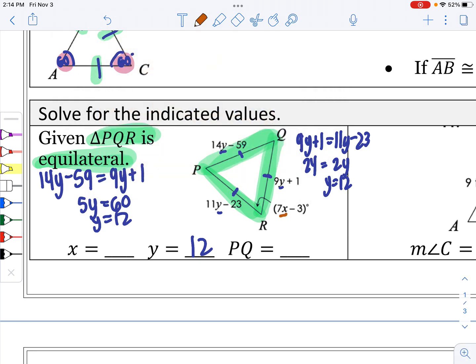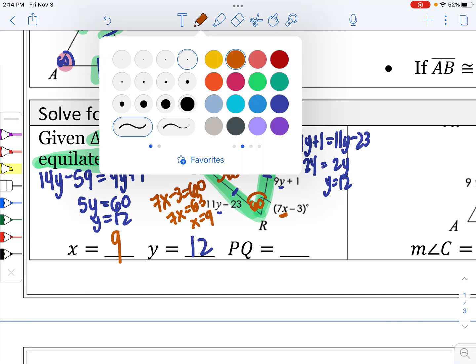And then it wants to know what x is. Well, where is x? X is pointing to an expression for an angle. So I get to add that all of these angles are 60. And so I can just take 7x minus 3 and set it equal to 60. I get 7x equals 63. So x is going to have to be 9.